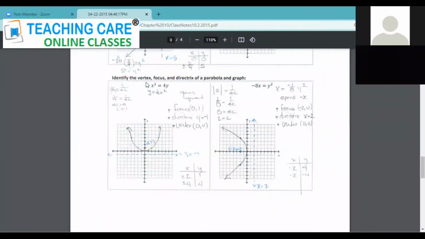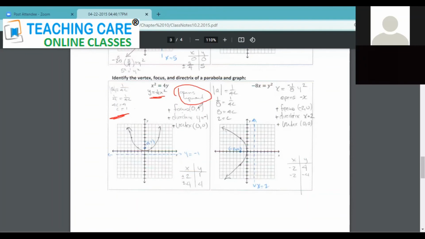You need to identify the vertex, focus, and directrix of the parabola. First thing, this is the third type we are having: x squared equal to 4y. When I have x squared equal to 4y, you can bring it the other way, y equal to 1/4 times x squared. So now a equal to 1/4 times c. What is your a value? It is 1/4. Substitute it, you will get this. The parabola will be opening upward for this.